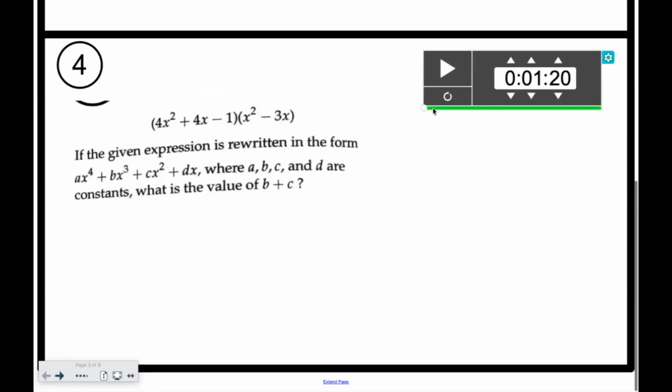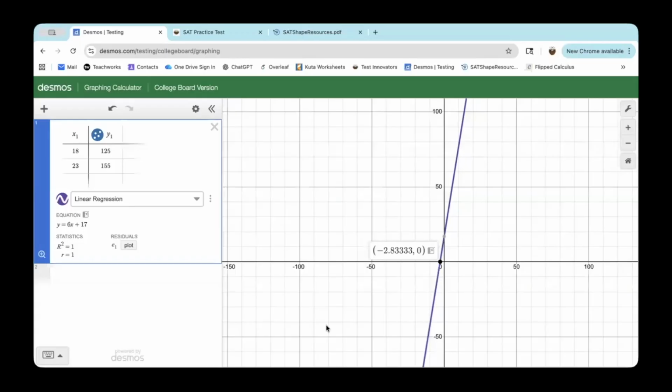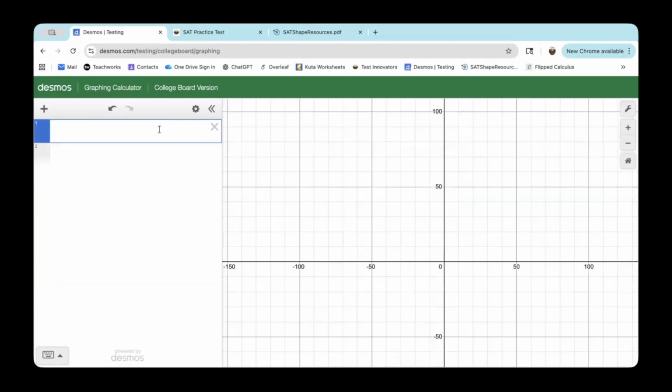Then let's take a look at number 4. I'm going to show you 2 ways to do this. The first way is I'm going to use Desmos. So let's jump over there. And given that the SAT is coming up this week, I wanted to review some big things. One of them is how to use regression to solve problems like this.